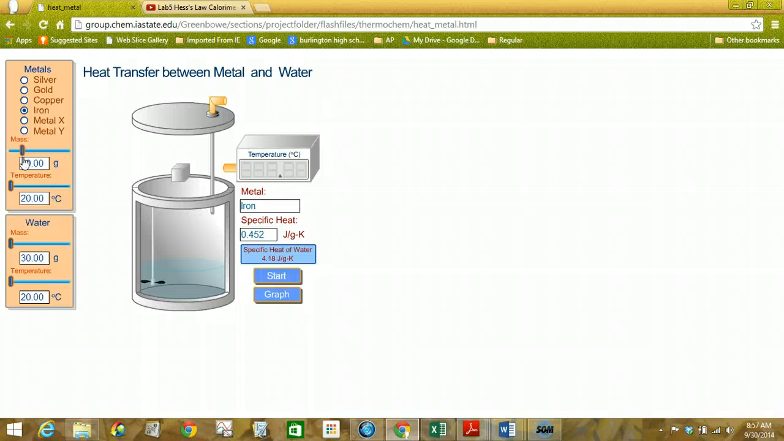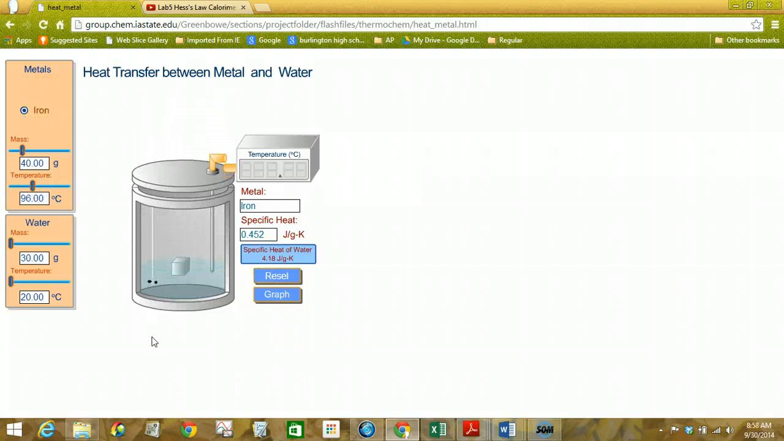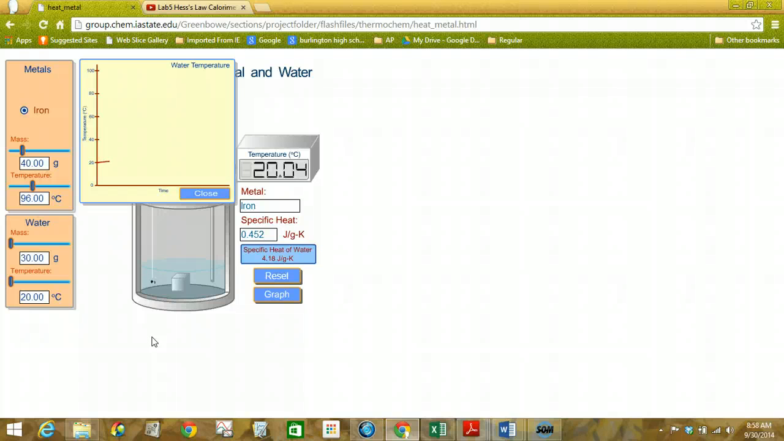We've got 40 grams, 96 degrees Celsius. You actually notice before I stopped that the last time, I'd left them both at 20 degrees Celsius. The temperature actually was remaining constant at 20 degrees Celsius. That makes sense because I don't have any difference in temperature. There shouldn't be any change in temperature when I put the two things together.